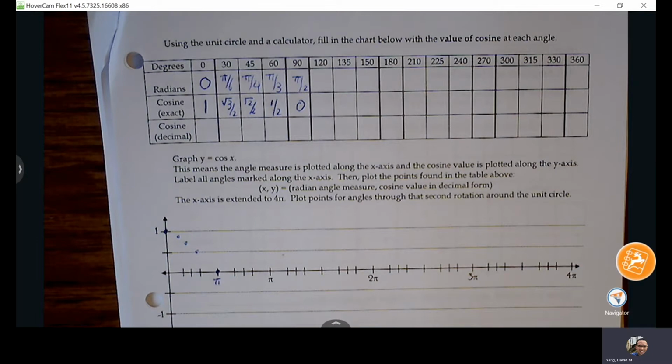Once you go all the way to 2 pi, you're going to see that the graph is complete, and then you can copy that cycle again from 2 pi to 4 pi. It's just going to reverse, right? Starting at 1. Yeah, starting at 1 and going down.